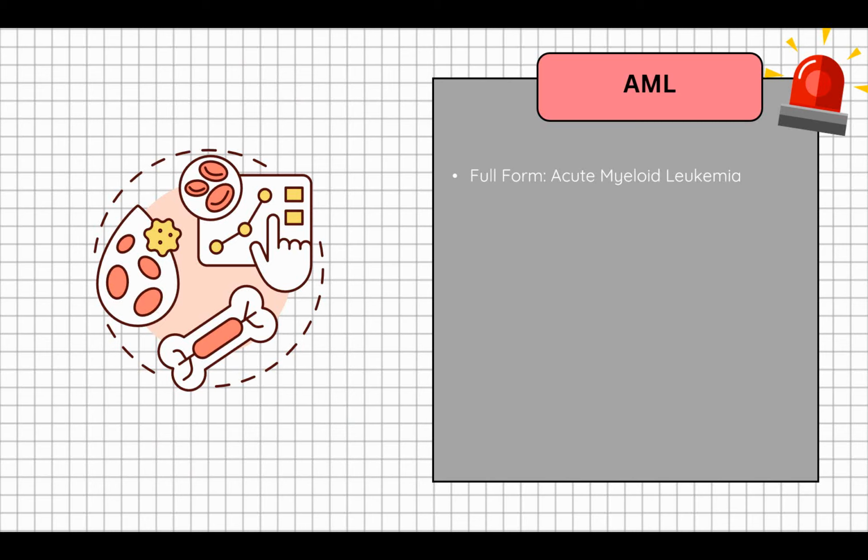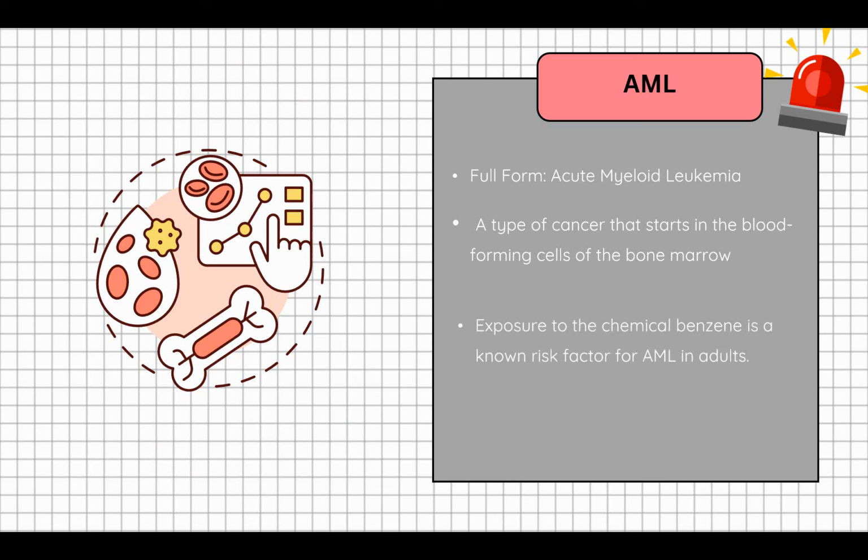AML, the full form is acute myeloid leukemia. It's a type of cancer that starts in the blood forming cells of the bone marrow. Exposure to chemicals, such as benzene, is a known risk factor for AML in adults.